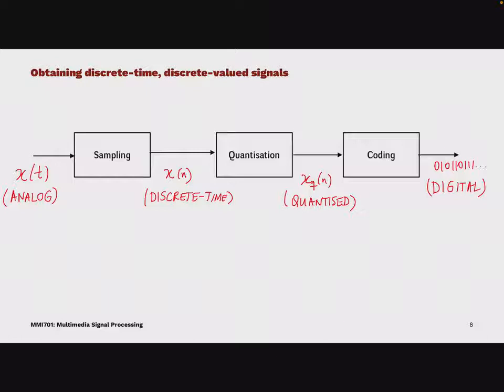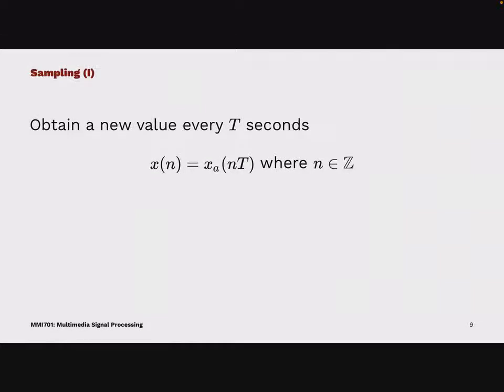Let's have a look at these stages in a little bit more detail. So sampling. So what is sampling? It is the process of obtaining a new value every T seconds. Say, for instance, you may be recording temperature outside daily at the same point. That means you have 60 times 24 as your T, so it's 80,000 something.